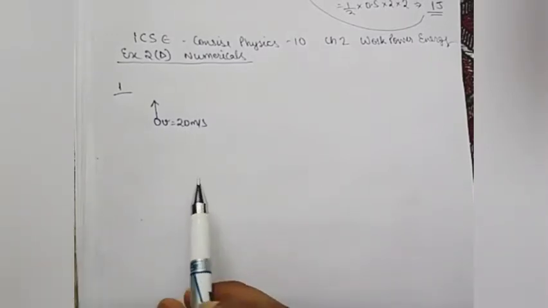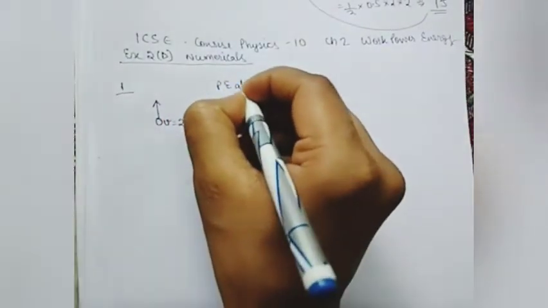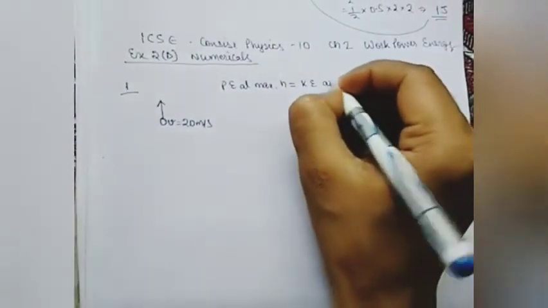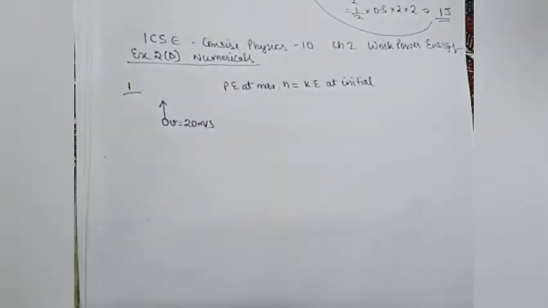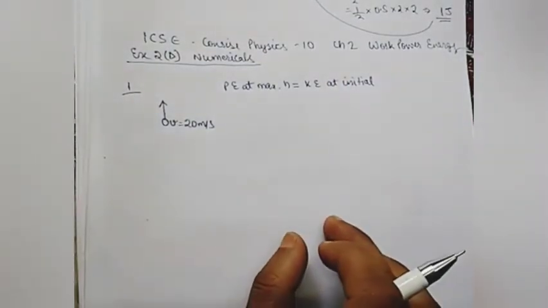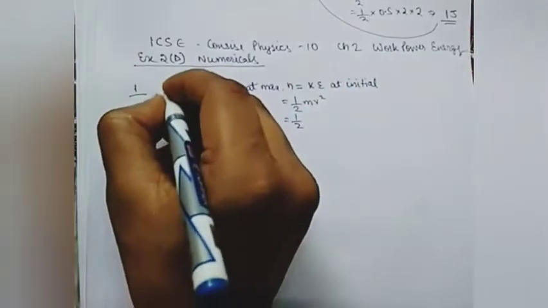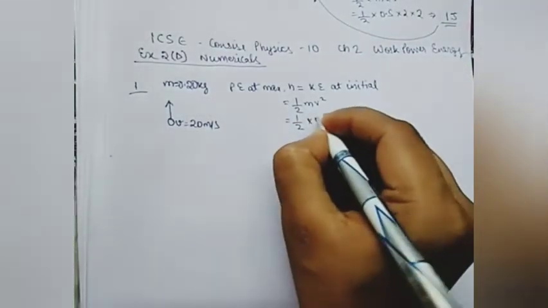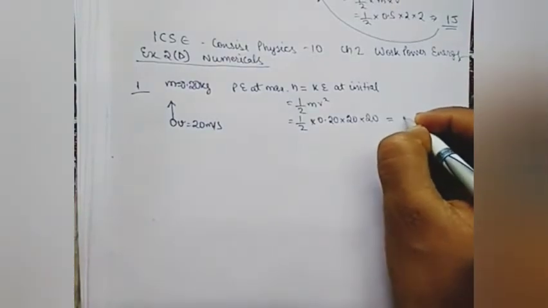So the potential energy at maximum height will be equal to the kinetic energy at initial position. So it will be half mv square. So half, and the mass of the body is given as 0.20 kg. So into 0.20 into 20 into 20. So it will come 40 joule.